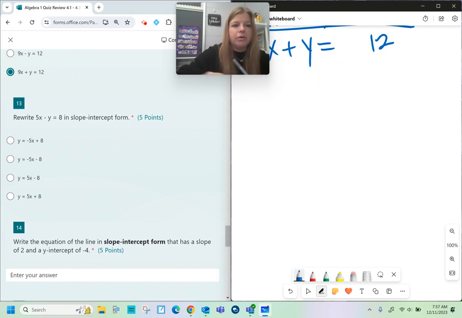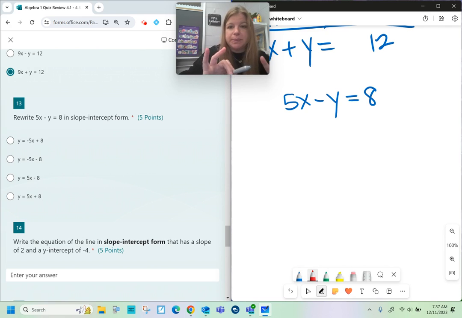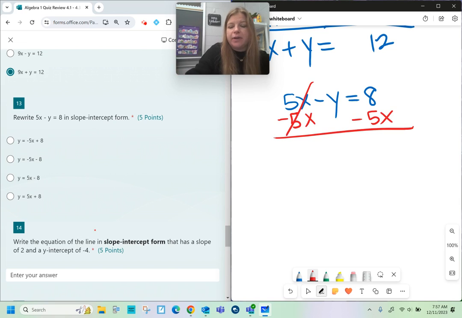Number 13, rewrite in slope-intercept form. So to take 5x minus y equals 8 and make that look like y equals mx plus b, there's definitely multiple ways to do this problem. What I'm going to do is start to get y by itself. Okay, so let me subtract 5x on both sides. And if I do that, I get negative y equals negative 5x plus 8.